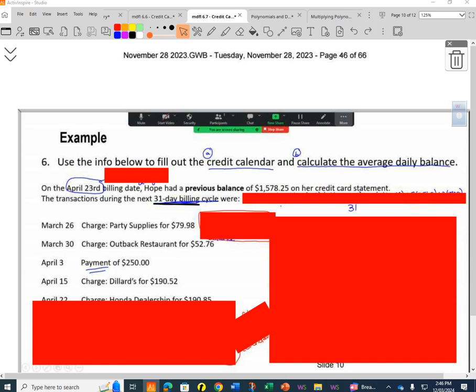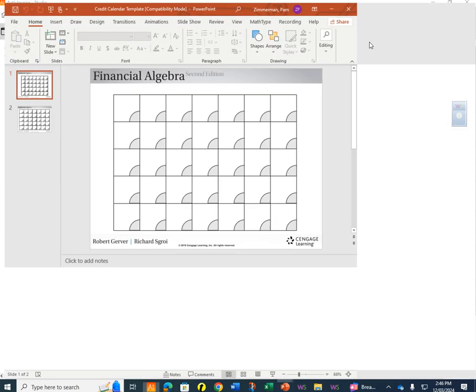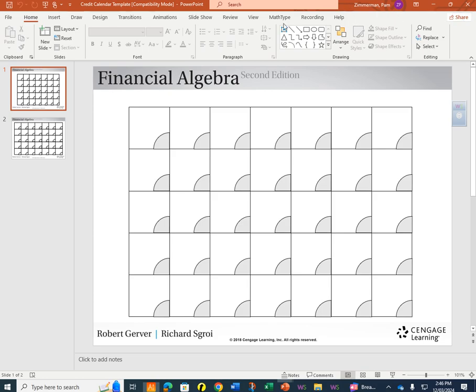I'm going to show you right here and just drag it over. So this is the template for a credit card calendar. This is where we're going to put the dates. We're going to fill it in with the information I'm about to show you. Let me get this back over here out of the way.